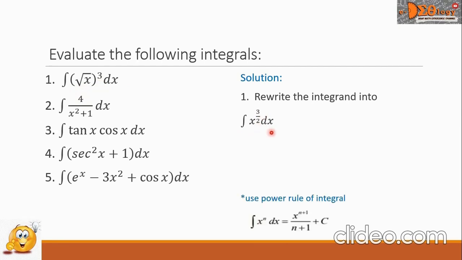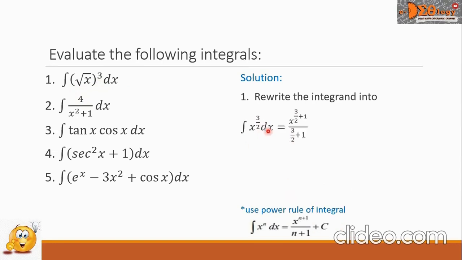From here, let us use the power rule of integral. The formula is here. So we have now x raised to 3 over 2 plus 1 all over 3 over 2 plus 1. This 3 over 2 plus 1 is equal to 5 over 2. So we can simplify this into x raised to 5 over 2 all over 5 over 2.